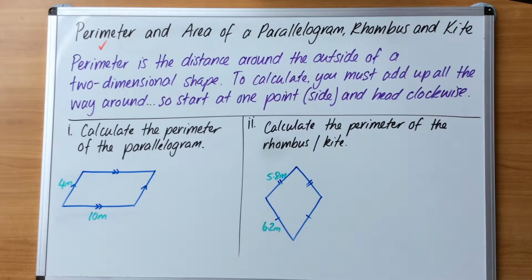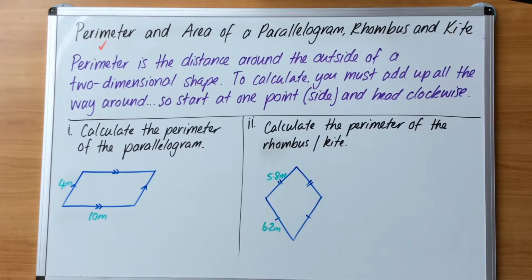In this video, we are going to focus on perimeter and area of a parallelogram, rhombus, and kite. First of all, we're going to look at perimeter. Perimeter is the distance around the outside of a two-dimensional shape. To calculate, you must add up all the way around. So start at one point, a side, and head clockwise.